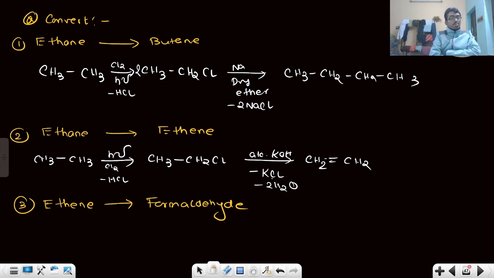Clear? This is ethane to it. Next, ethene to formaldehyde. From an alkene to an aldehyde. How do you go to an aldehyde from an alkene? Only one way you have learned, that is by ozonolysis. Only ozonolysis can result in that product. So we have to conduct ozonolysis.